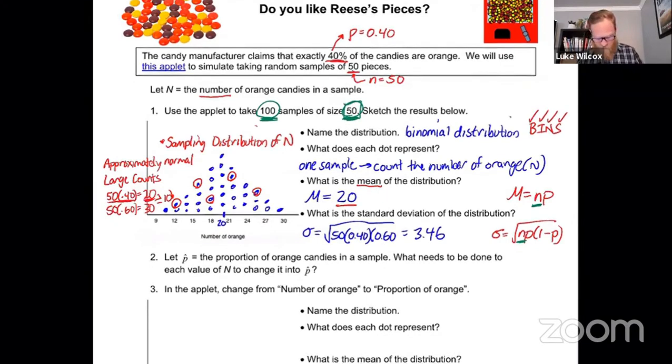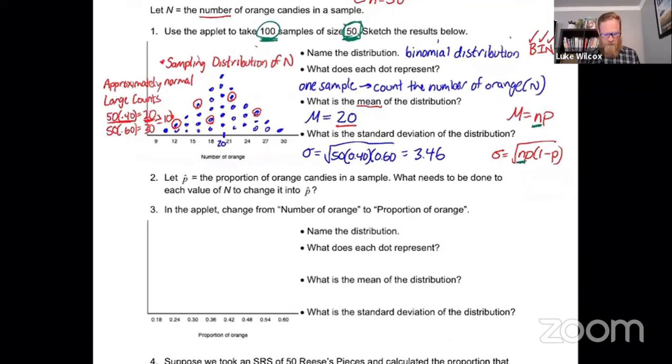So we are ready to move on to number 2, which says, let p hat equal the proportion of orange candies. Notice what's changed here. We are no longer looking for the number of orange candies. We are looking for the proportion of orange candies in the sample. So the question is, what needs to be done to each value of n to change it into p hat? Well, if I look at my values for n, which represent the number of orange candies, and I want to change that into a proportion, all I need to do is divide by the sample size, 50.